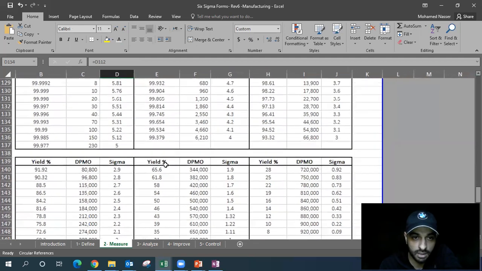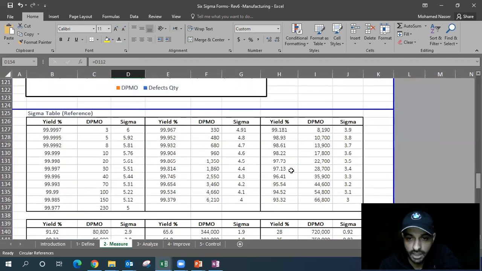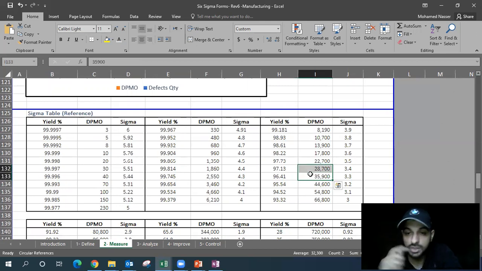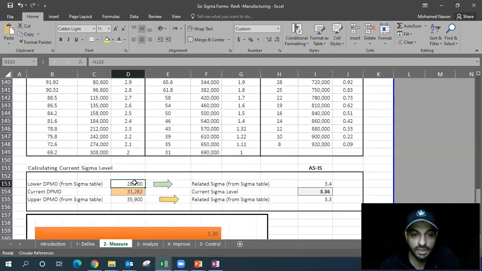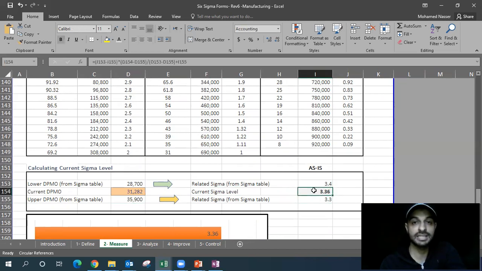So 31.2 is in between these two numbers. The lower number is 28 something, and the upper number is 35 something, and the related Six Sigma levels are 3.4 and 3.3. So you are somewhere in between. You write those here, and those parts here, and then you will have your current Sigma level. So your current Sigma level is 3.36.